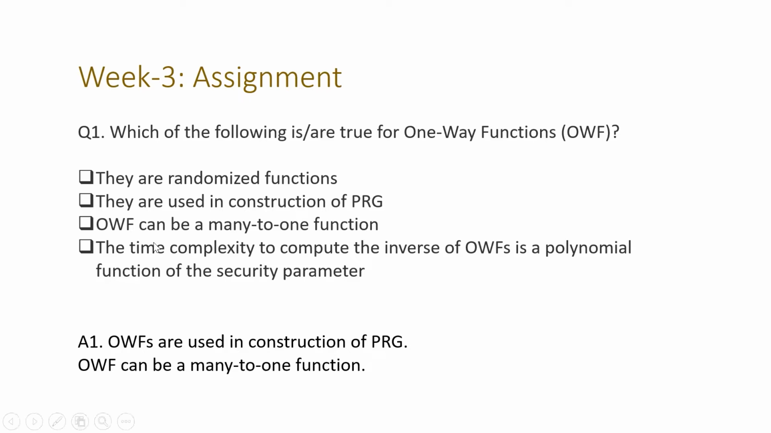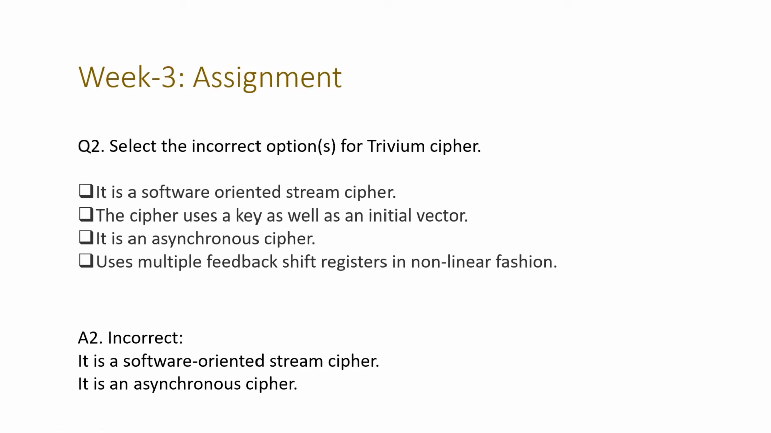So the last option, that the time complexity to compute the inverse of OWFs is a polynomial function of the security parameter, is not at all true by the definition of OWF. So the only true options given here are that OWFs are used in construction of PRG, and OWF can be a many-to-one function. Okay. So the second question was, select the incorrect options for the Trivium cipher.